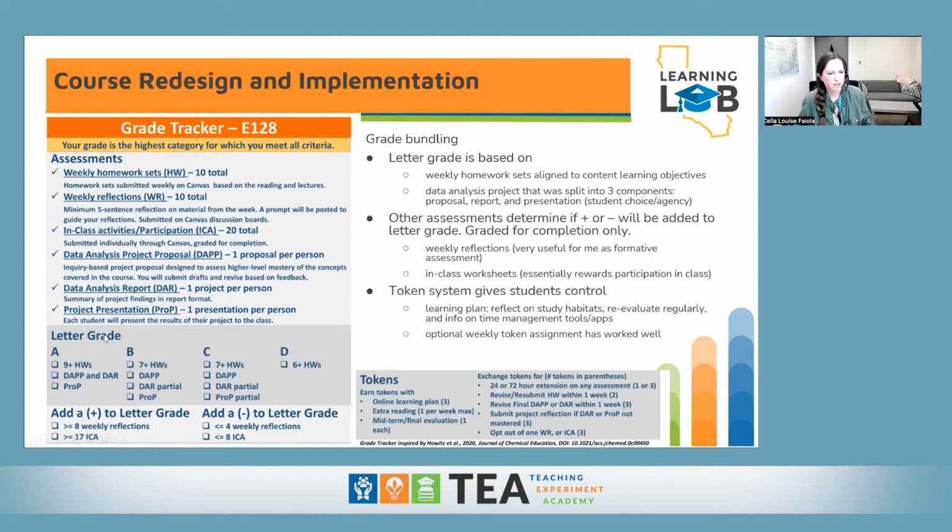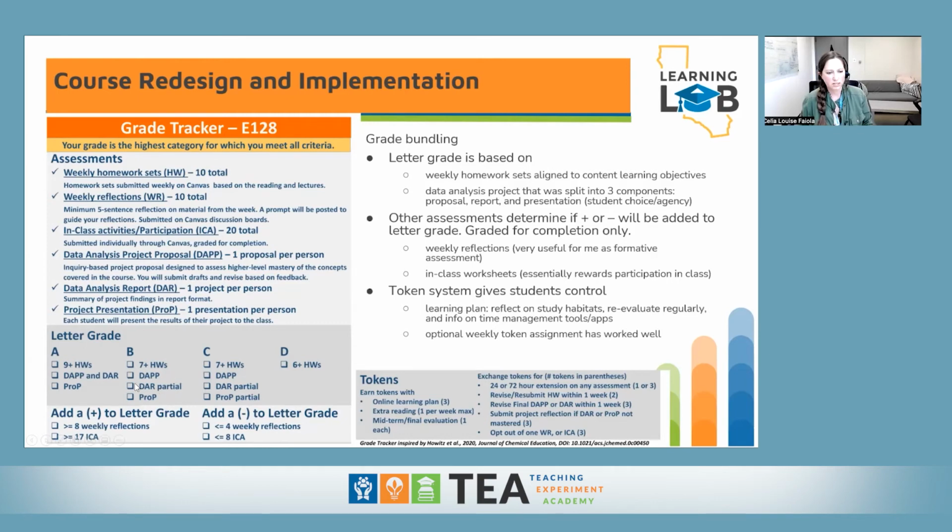The way their grade is divvied up is as shown here. They have to master 9 or more of their homework sets. They have to master their proposal and their report, and they have to master their presentation to get an A. So it's a pretty high bar for an A, but there's a lot of opportunity to revise and resubmit to earn mastery. And then B's and C's and D's are distributed as shown here.